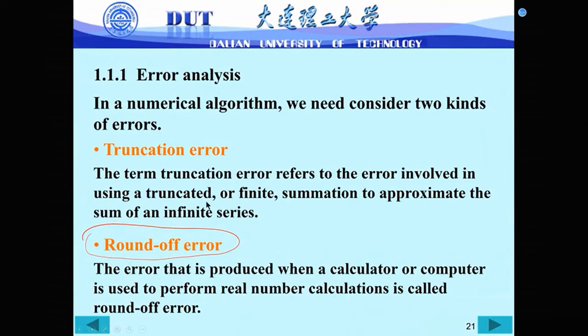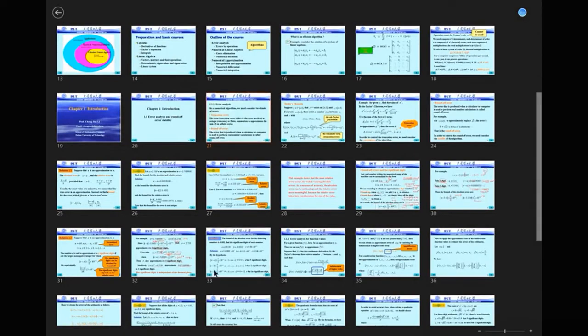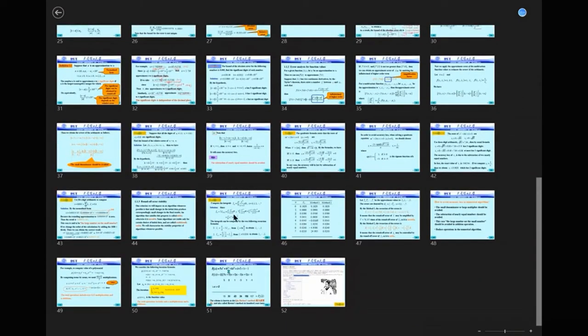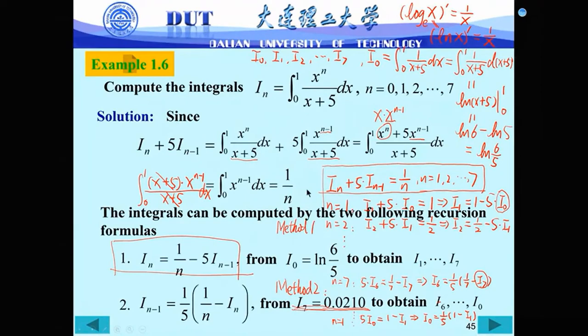But now we don't drop any term in the formula. You see, this is the exact formula, so we don't drop any term. So by the two methods, we don't have truncation error. We only have a round-off error. What is round-off error?